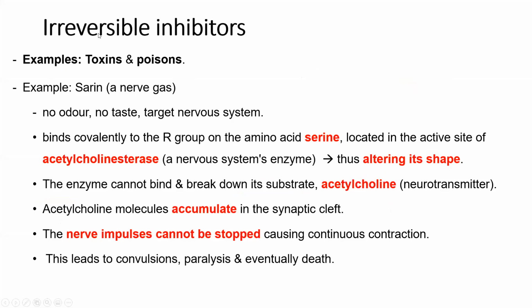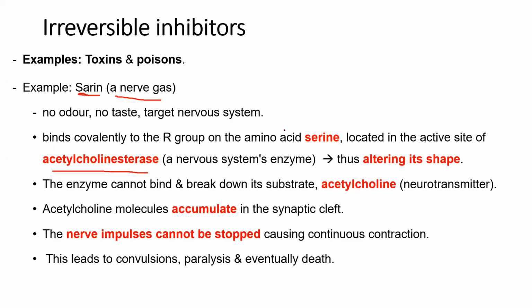Examples of irreversible inhibitors are toxins and poisons. An example of a toxin is sarin. Sarin is a nerve gas with no odor and no taste, and it targets the nervous system. The sarin molecule binds covalently to the R group of the amino acid serine, which is located in the active site of the enzyme acetylcholinesterase, a nervous system enzyme.